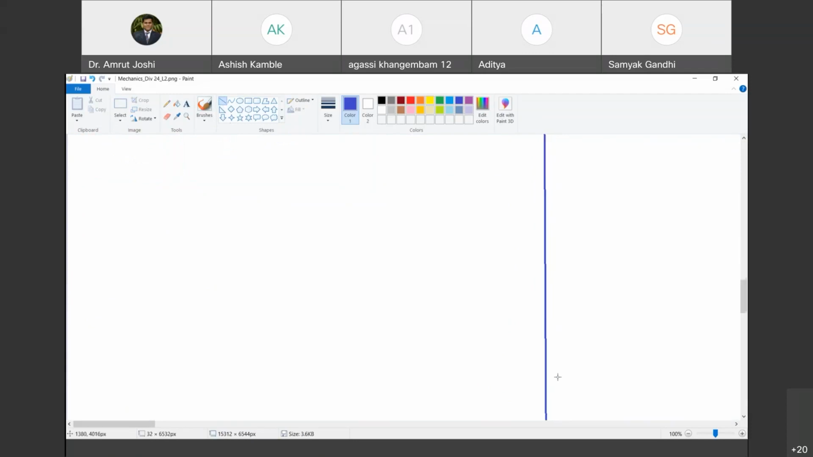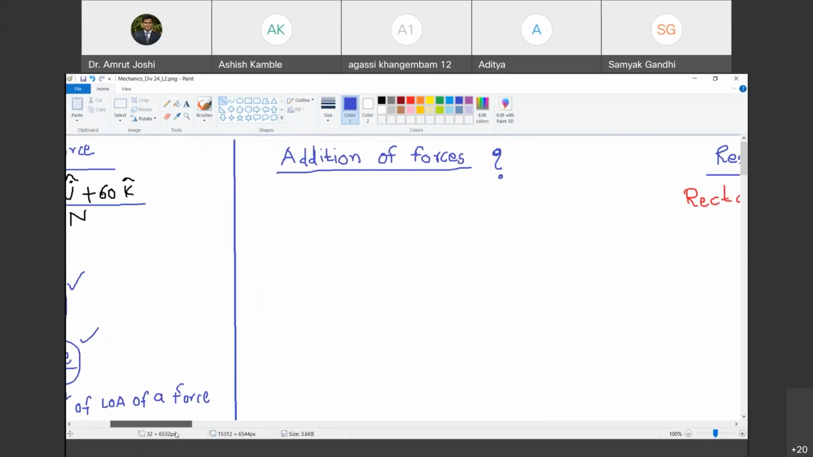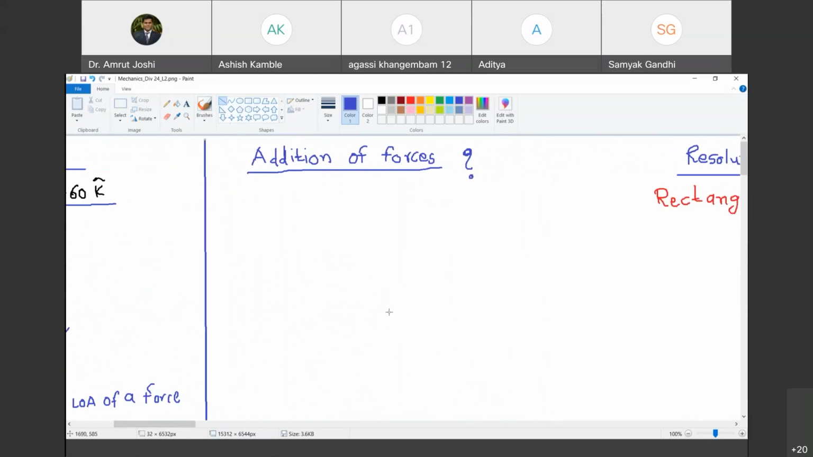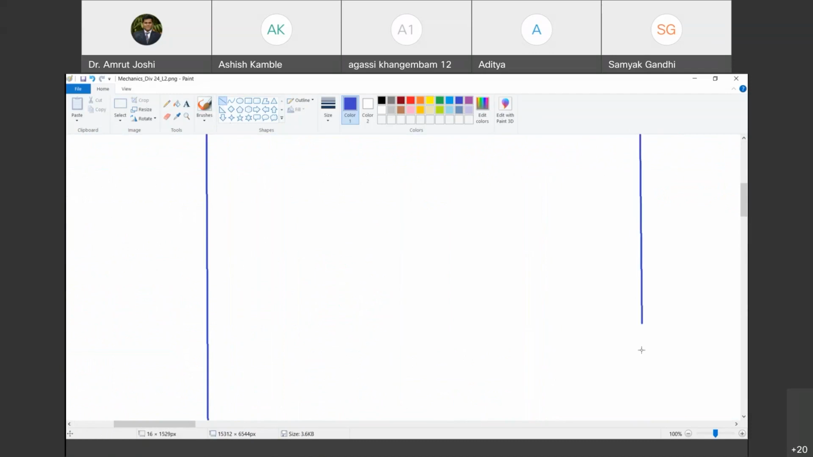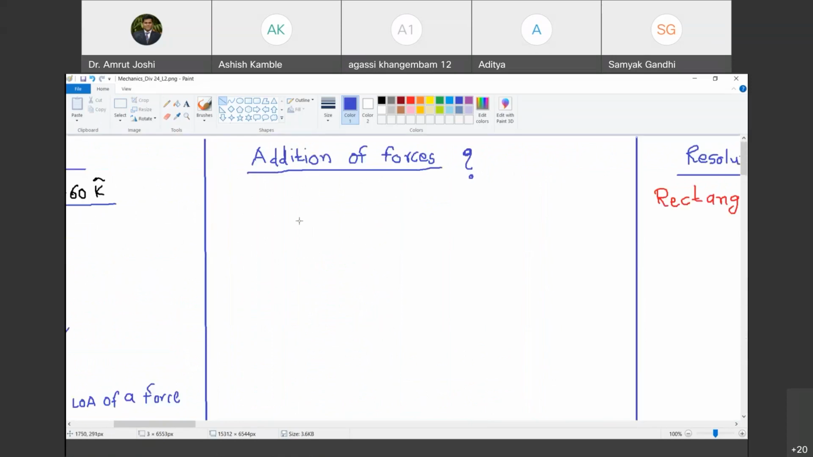Now let us try to address the question of mathematical operations on the force. For example, addition of forces. How do you add forces? Is the next question that we are going to try and answer. So Aditya, do you have any idea how do we add forces? Let us say you have two forces acting on a body. One force is P bar. Are you with me? Yes, sir. And another force is Q bar. So these are the two forces acting on a body.